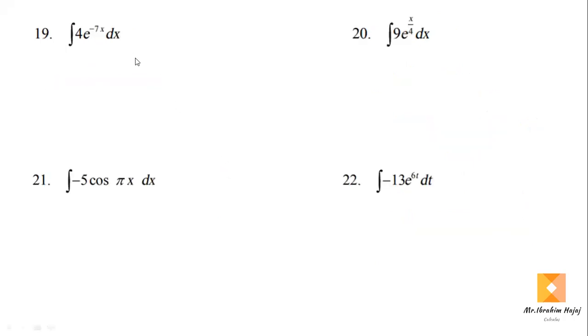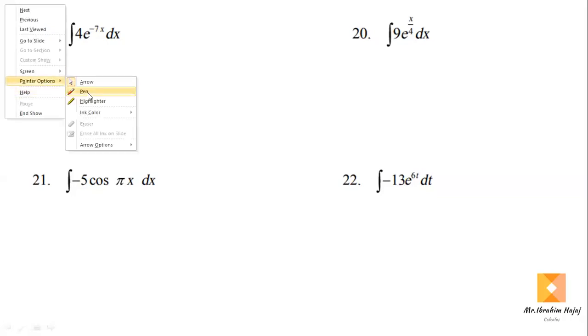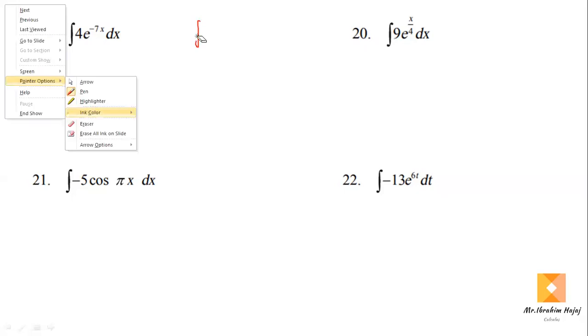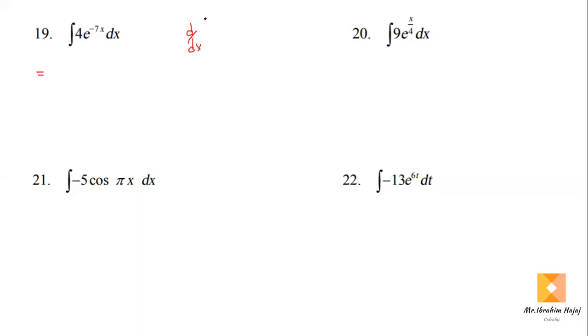Next question, and this is the last page. Let's take question 19. Who can answer? Abdulrahman. For the first term, e to the power of x, remember what's the derivative of e to the power of x? What is d over dx of e to the power of x? The same.